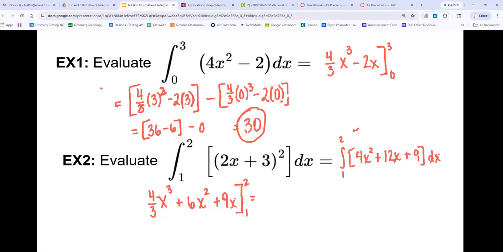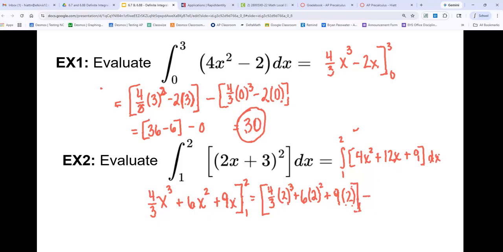So whenever we do that, we're just plugging in 2 and plugging in 1. It'll look like this. 4/3 times 2 to the third plus 6 times 2 squared plus 9 times 2. So that's where I plugged in my 2.